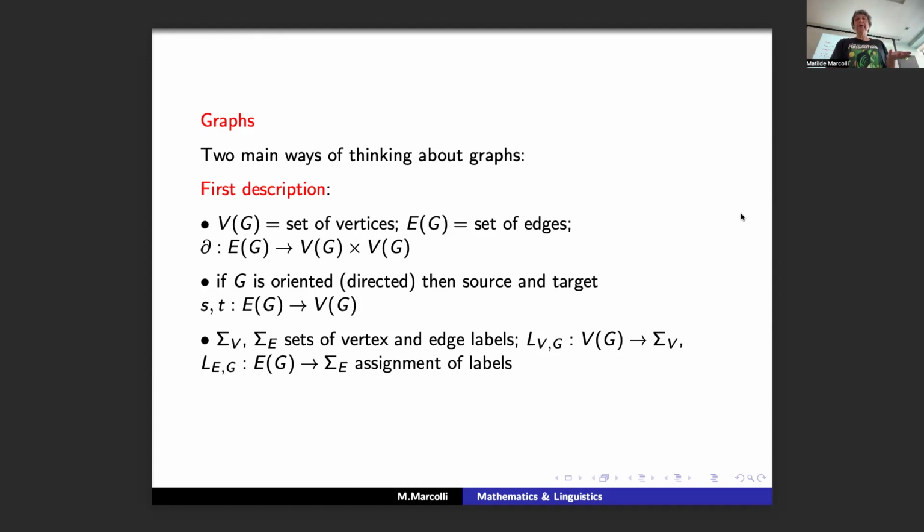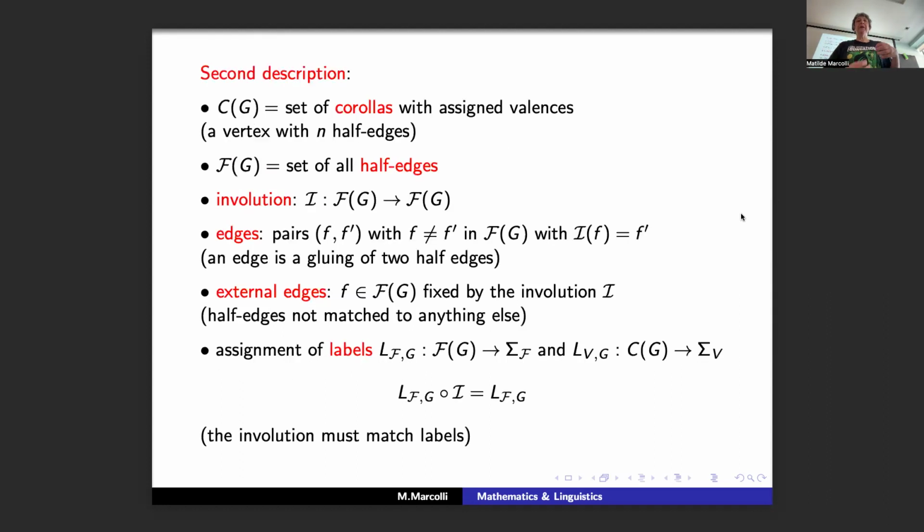And the other way of thinking of graphs, which is more the one that occurs in quantum field theory, is that you think of them as a set of corollas with certain valencies, and then an involution that pairs the half edges of each corolla into edges. And this allows for also half edges that remain unpaired that form your external edges, and the ones that are paired form the internal edges. And so these are two, not dual, but sort of complementary ways of thinking about how you build graphs.